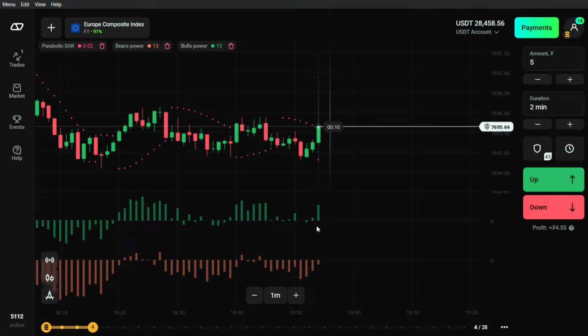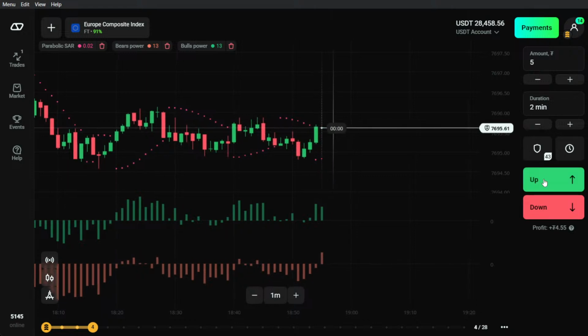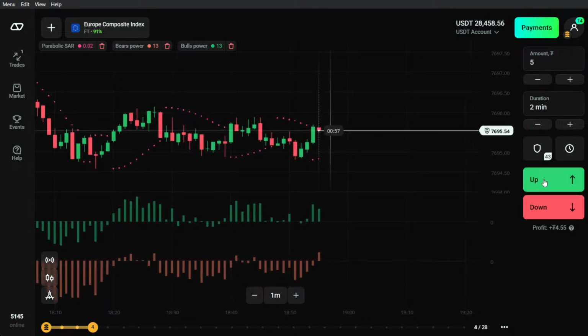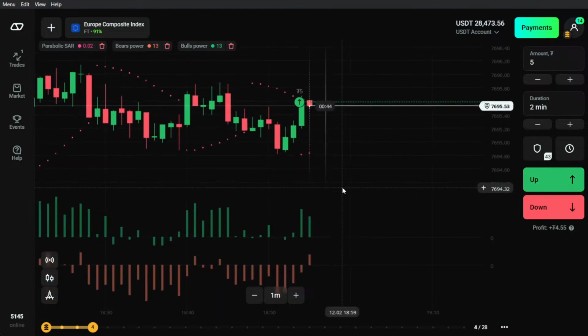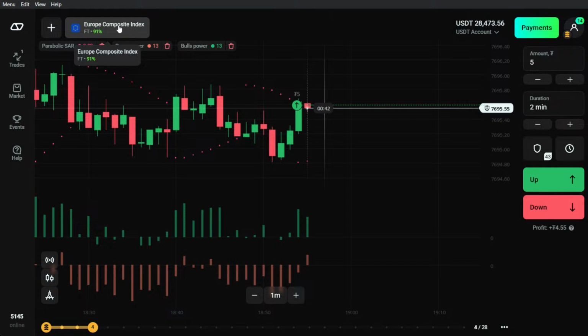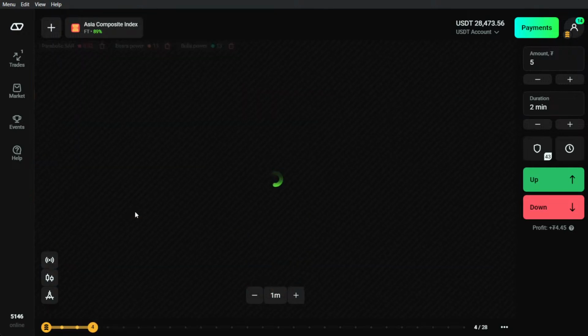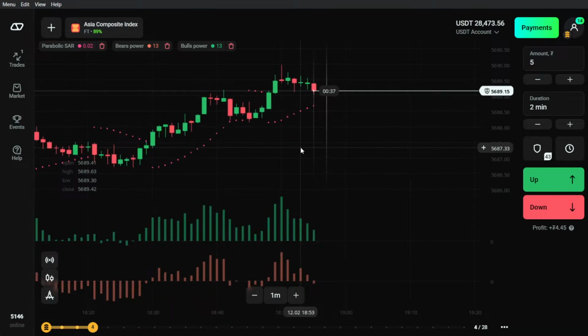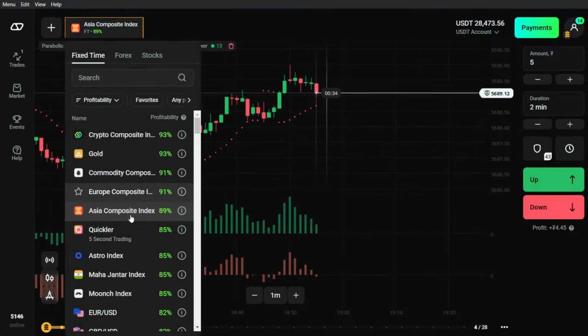Okay, the parabolic shifted, bull's power is getting strong, the number of buyers are increasing, that means the bull's power is strong. We will see the next candle, what it says. Okay, see, as soon as I make the trade, you see there is a fluctuation in the market, which is fine. Maybe there is some news release with euro or something is happening, but it is not very stable.